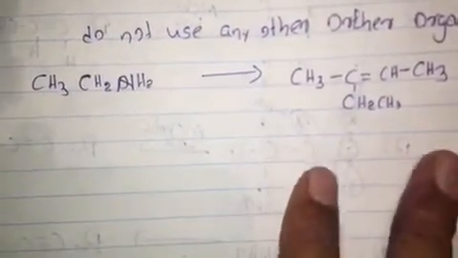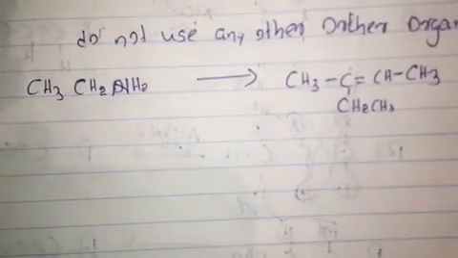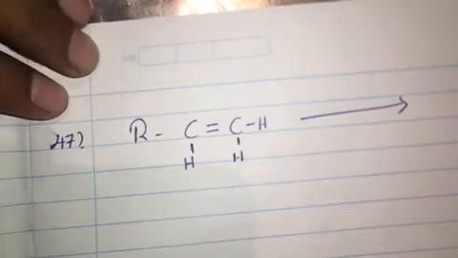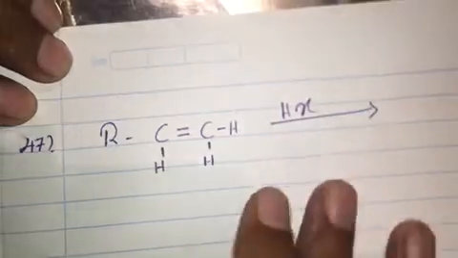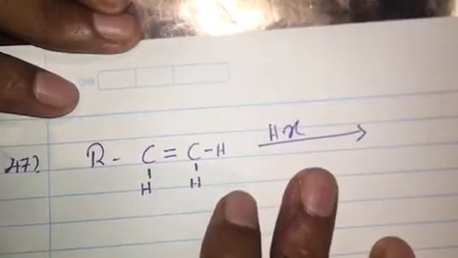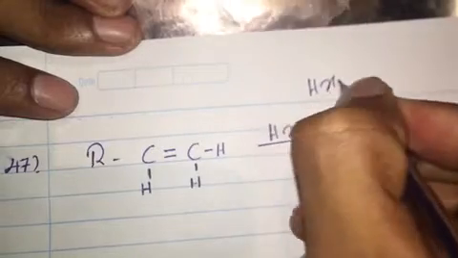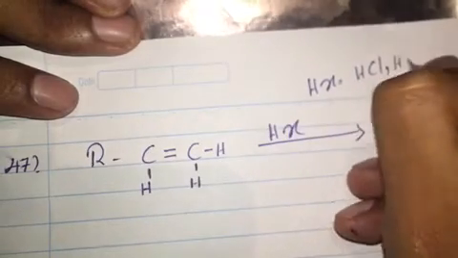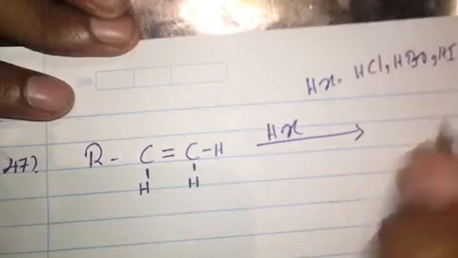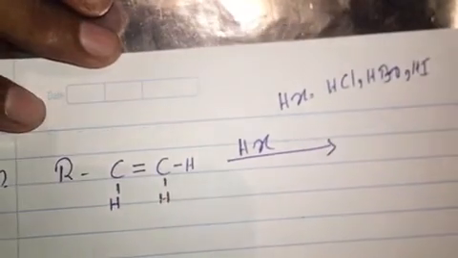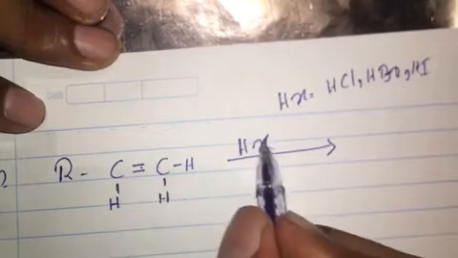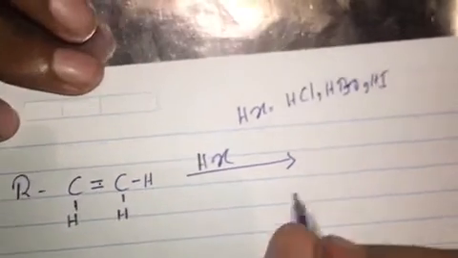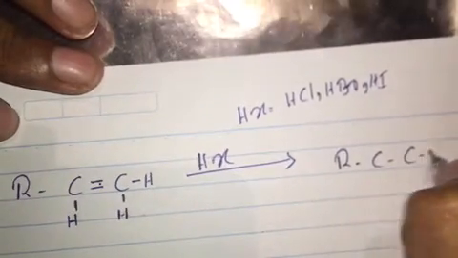Try doing this conversion. Let's see the 47 reactions. I have an alkene and put HX as the reagent. When we add HX, meaning HCl, HBr, HI, to the alkene, this pi bond breaks, and a hydrogen and a halogen group attach to these two carbons.